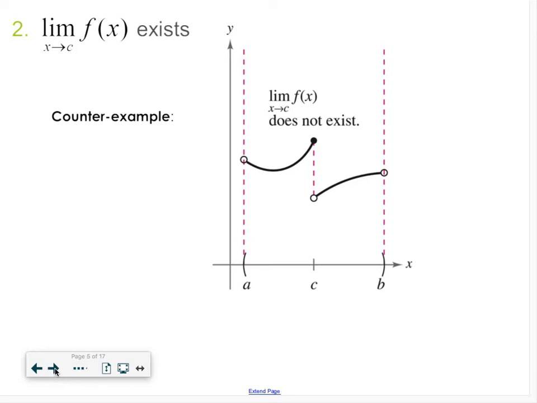Here, we have a function value, hooray, but the limit at c doesn't exist. And so this is not continuous. What's jumping out to you in this picture? It's broken, right? We have a jump. That's going to be kind of like a big red flag.